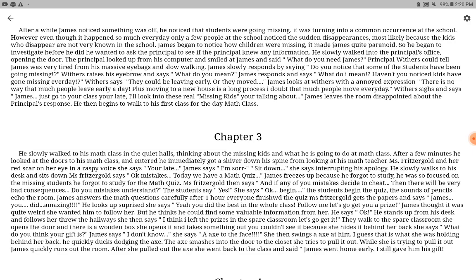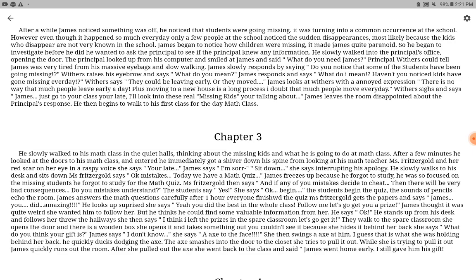James thought it was quite weird she wanted him to follow her, but he thinks he could find some valuable information from her. He says, "Okay." He stands up from his desk and follows her through the hallways. She then says, "I think I left the prizes in the spare classroom. Let's go get it." They walk to the spare classroom. She opens the door. There's a wooden box. She opens it, takes something out. You couldn't see it because she hides it behind her back. She says, "What do you think your gift is?"